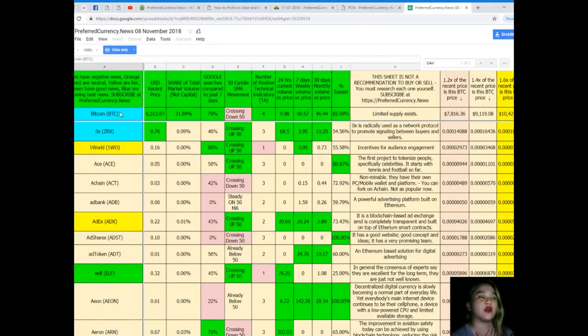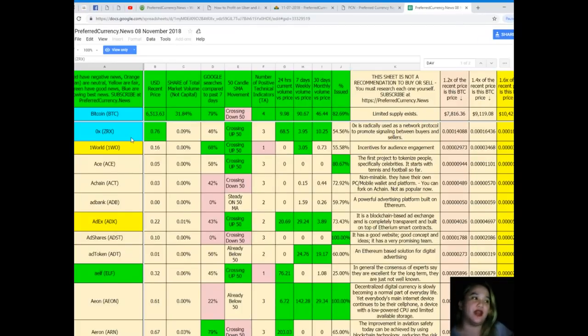24 hours current volume versus price, it's 9.98. 7 days weekly volume versus price, it's 90.67. And monthly volume versus price, it's 46.44. And percent issued, it's 82.69.